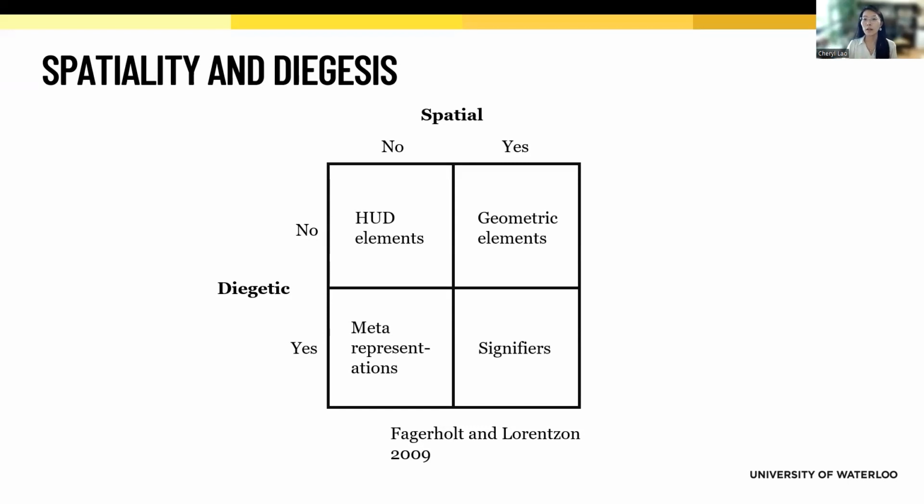So here are some examples of interaction cues that fit into each one of these categories. Heads-up displays are not spatial and not diegetic because they aren't part of the environment, and they're distinct from the world of the story. In contrast, a meta-representation like a health bar is part of the narrative of the game, but not part of the 3D environment of it. Geometric elements are elements that are 3D objects in the space that aren't part of the game world, like a warning message projected onto a wall. A sign along the path in a 3D game would be both spatial and diegetic.